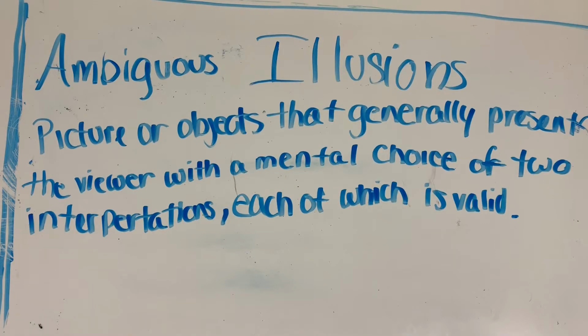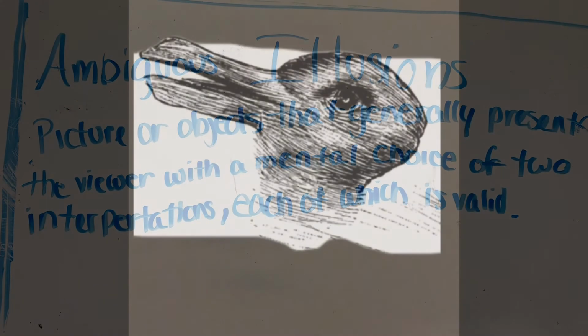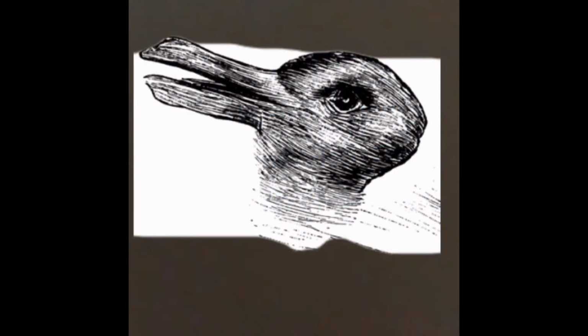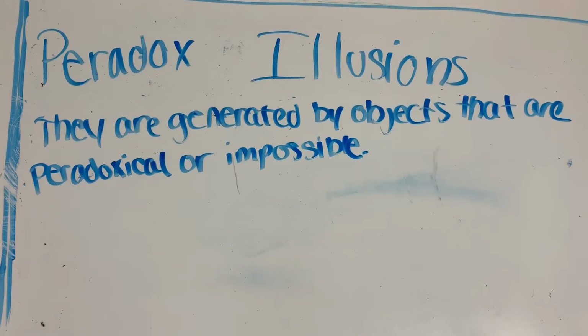Ambiguous illusions are pictures or objects that generally present the viewer with a mental choice of two interpretations, each of which is valid. Here you see a duck or a rabbit. Well, it's both. Paradox illusions are generated by objects that are paradoxical or impossible. Here is an elephant that looks like it has 8 legs, but really it has 4.